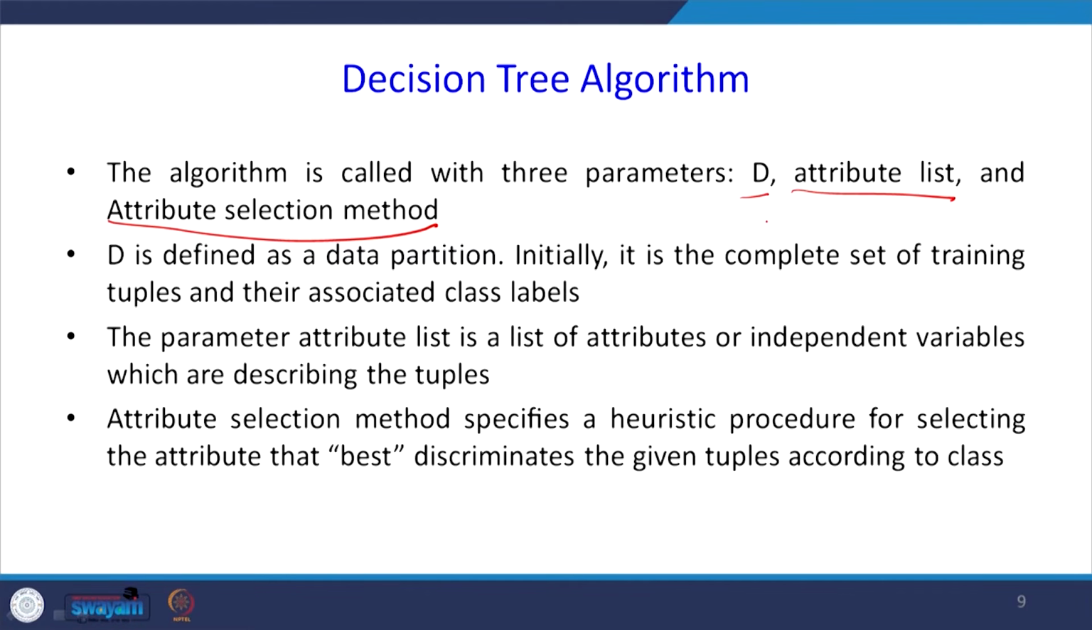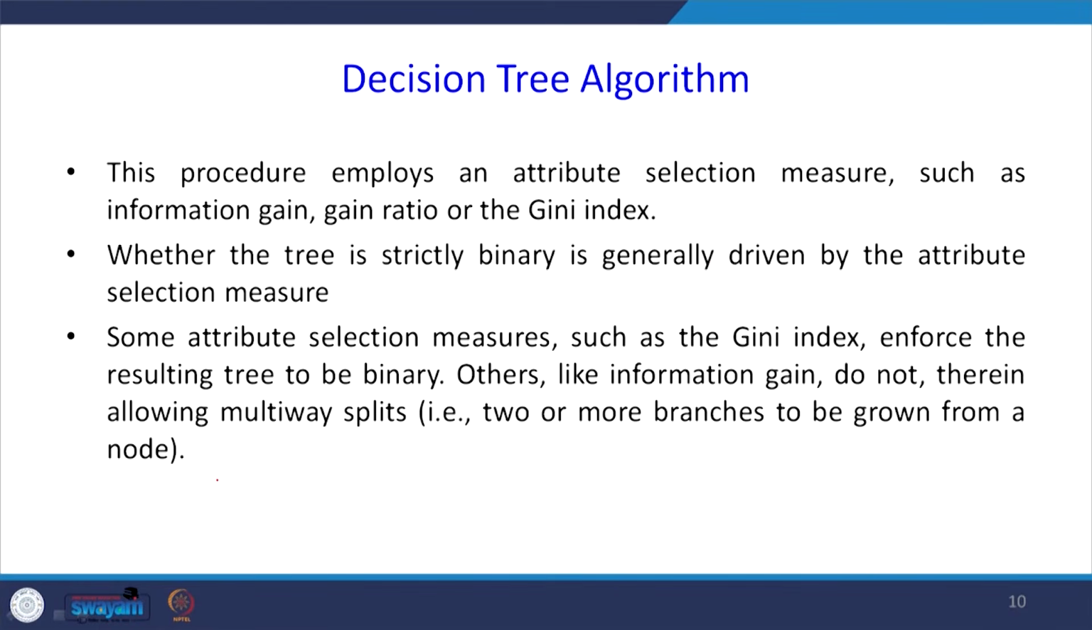The parameter attribute list is a list of attributes or independent variables which describe the tuples. Here the attributes are nothing but all the independent variables. The attribute selection method specifies a heuristic procedure for selecting the attribute that best discriminates the given tuples according to class. This procedure employs attribute selection measures such as information gain, that is one method for selecting the attribute. The second method is called gain ratio. The third method is called Gini Index.